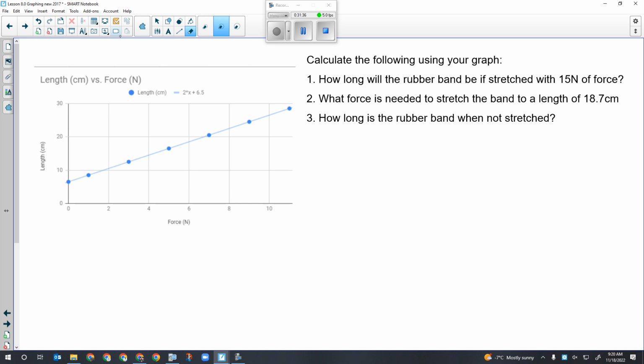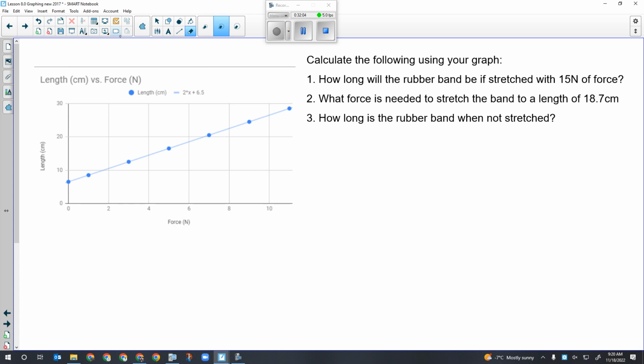So now, let's see if you can calculate how long the rubber band will be if it's stretched with 15 newtons of force. What force is needed to stretch the band to a length of 18.7 centimeters? And how long is the rubber band when it's not stretched? Let's do that one right now, because that doesn't require any math. How long is the rubber band when it's not stretched?